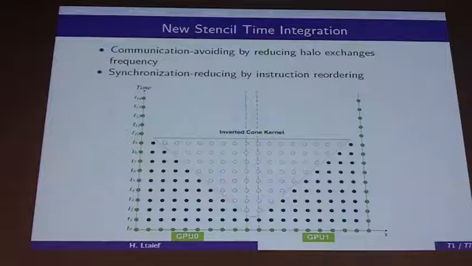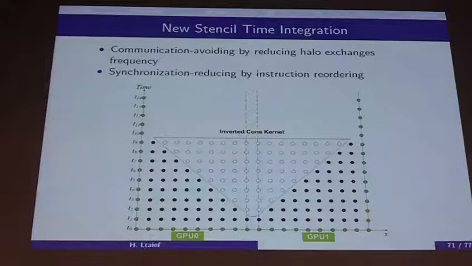And once you reach a certain time step here, which is a tunable parameter, you need to compute now the solution within this inverted cone kernel. So I know on GPU 0 memory I have this data, on GPU 1 memory I have this data right here, and this is the missing data that I need to compute now.